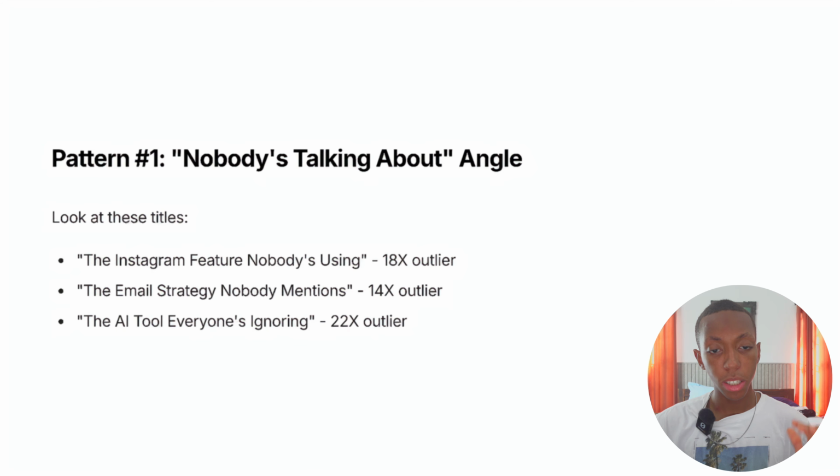Now when it comes to the patterns that I'm seeing with these outlier videos, because I use poppyai and analyze hundreds of outlier videos already, here's what I've been seeing. So a good pattern that I've been seeing is the nobody's talking about it angle, and these pretty much are titles like the Instagram feature nobody's using, or the email strategy nobody mentions, or the AI tool everybody's ignoring. Pretty much just use everybody and say they're all doing the wrong thing, but you can do it properly if you watch this video. Pretty much just taking that angle, because a lot of people want to be special or like, an outlier in their own way.